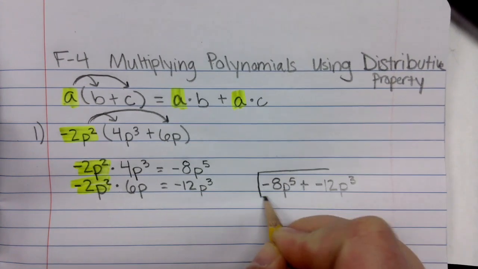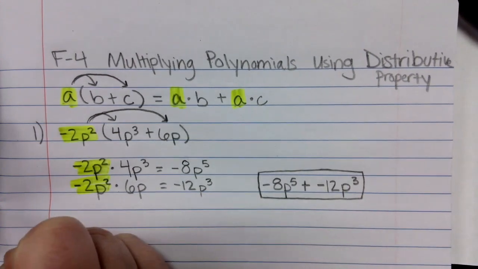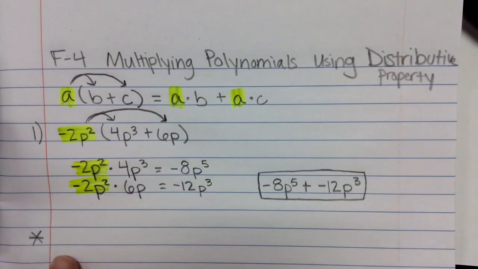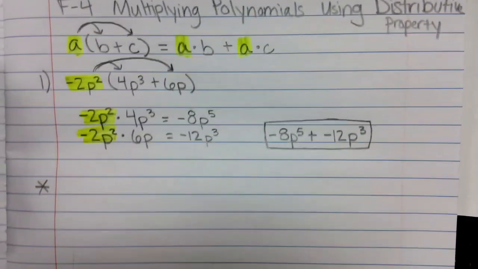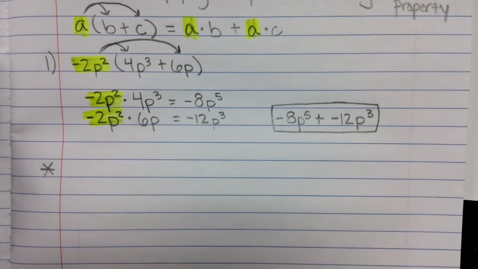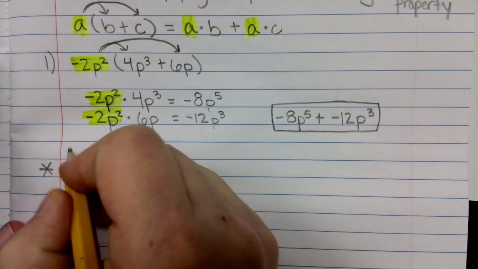Alright, we're going to do something a little bit new here, so I'm going to do a little star, because this isn't an example, this is a how-to kind of thing. Alright, this time we're going to do a binomial times a binomial, so 2 parts times 2 parts. And this is new, we haven't done this year yet. So in the first binomial, we'll have a plus b.